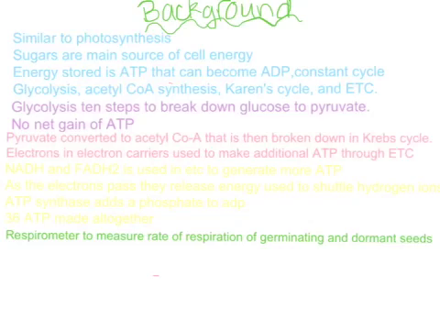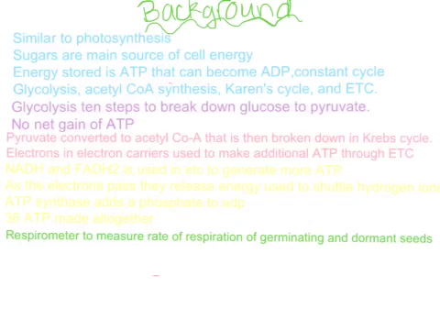Electrons and electron carriers are used to make additional ATP through the ETC. NADH and FADH2 are used in the ETC to generate more ATP. As the electrons pass, they release energy used to shuttle hydrogen ions. ATP synthase adds a phosphate to ADP.